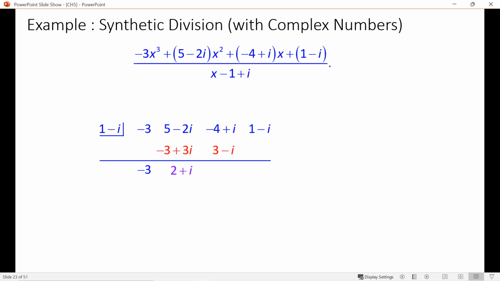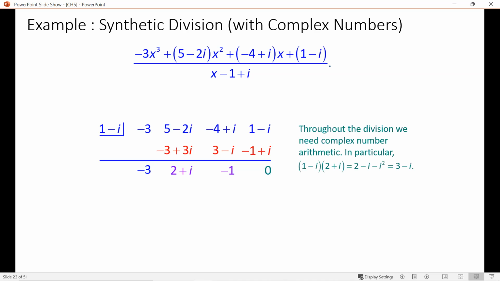So when your i's are getting multiplied by each other, i squared becomes a -1. And if there's a negative on the outside, that gets applied afterwards, making it a +1. We end up with a -1. So we do -1 times 1 minus i. And then we do the subtraction, we get 0.